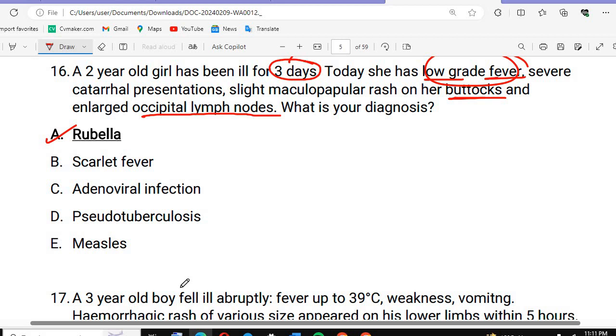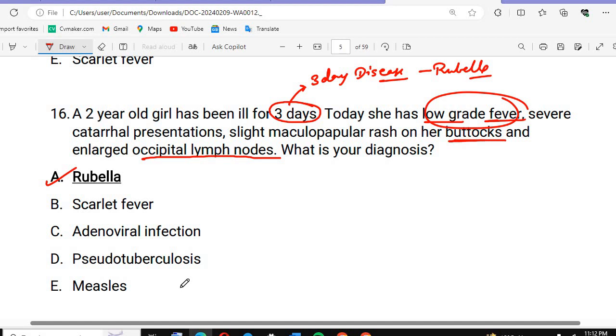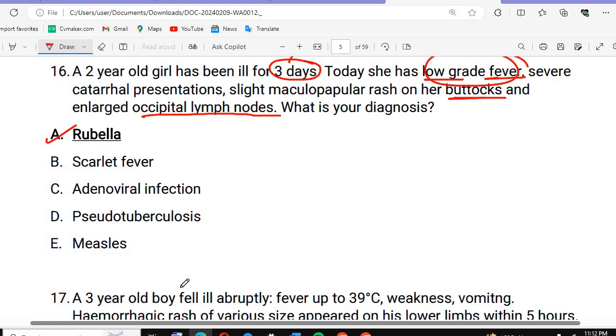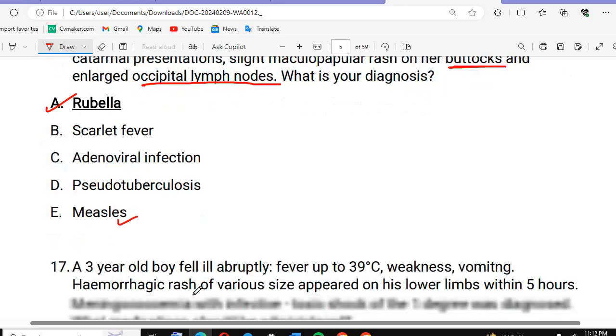Scarlet fever we will study. Adenoviral infections, there is nothing about a viral infection here. Pseudotuberculosis, if it's related to any tuberculosis disorder, that we will cover when tuberculosis is done. The measles, we know that there is Koplik spot, so it will not be the answer.